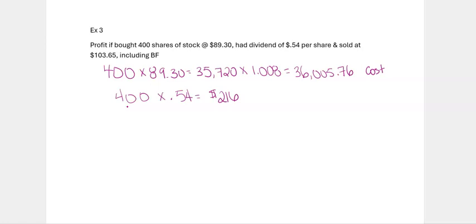Then I decide I want to sell my stock. So I'm going to sell it, all 400 shares, for $103.65 because the price has gone up and I want to take advantage of that. And when I multiply those two numbers together, I get $41,460. Whoops. But I cannot, hold on, let me fix that real quick.